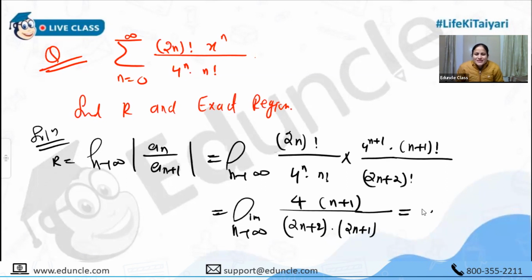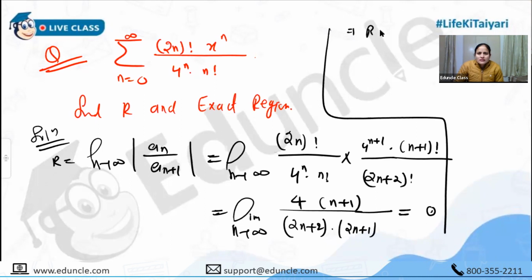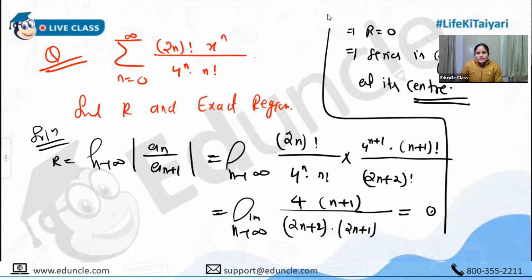So radius is 0 here. As r is equal to 0, this will imply the series is convergent only at its center. केवल सीरीज अपने सेंटर पर ही कन्वर्जेंट है. So the power series is almost complete.